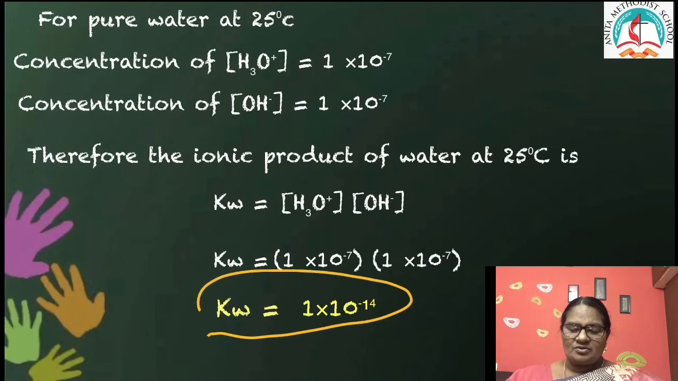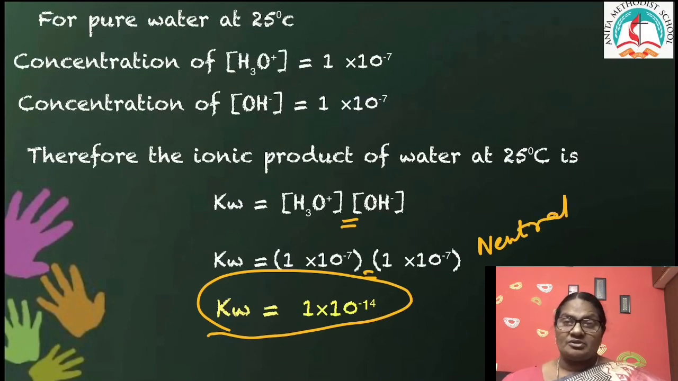So this value is called the ionic product of water. Since the concentration of hydronium ion and OH minus ion are equal, water is a neutral compound. It is neither acidic nor basic. When this hydrogen ion concentration or OH minus ion concentration varies, we get different acidic and basic solutions.